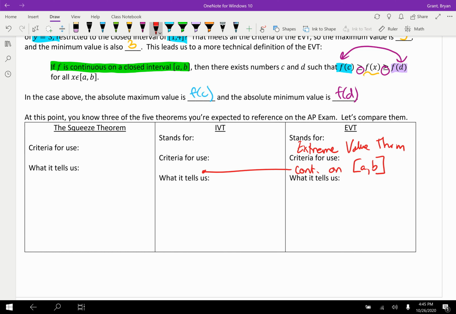What it tells us, it's going to guarantee, you can practice your spelling, absolute max, and an absolute min.